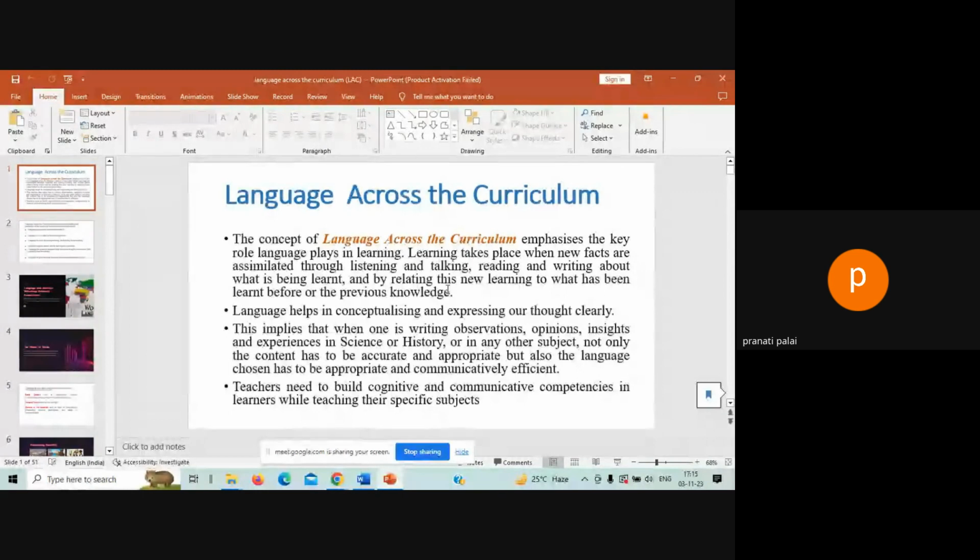So two things are required. First of all, we have to identify the curricular needs of a learner. Then we have to give that much input in which way the output will be effective or the demands of the learner must be fulfilled. The curricular demands that are set for the learner must be fulfilled. So teachers need to build cognitive and communicative competencies in learners while teaching their specific subjects. So the role of the teacher is to build cognitive and communicative competencies in the learner.